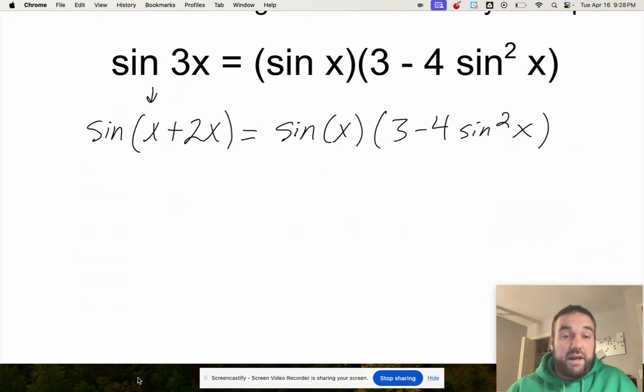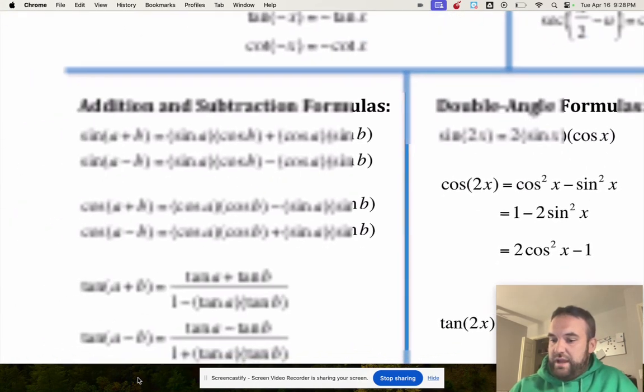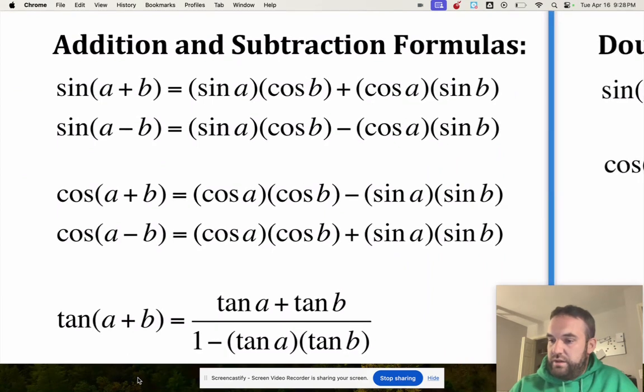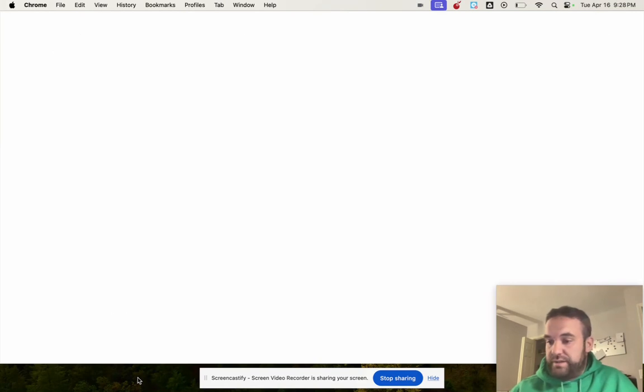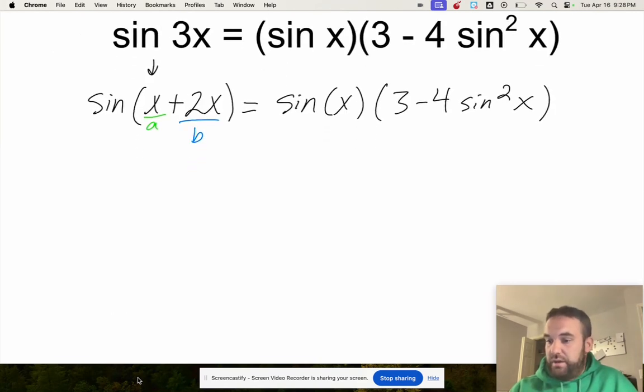Well, sine of x plus 2x, again, I'm going to treat this as A and this as B. If I check back on my formula sheet, I can see that the sine of A plus B is right here. That is sine of A times cosine B plus, and then I just switch A and B around. So sine A cosine B plus cosine A sine B.